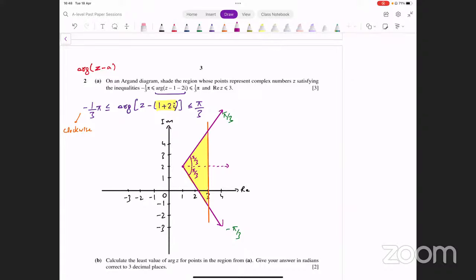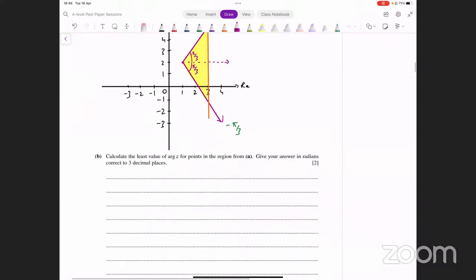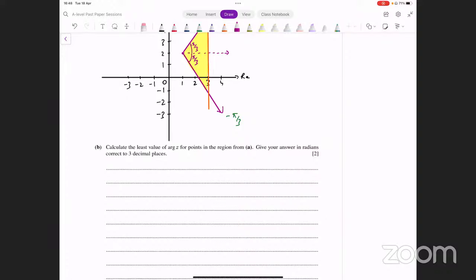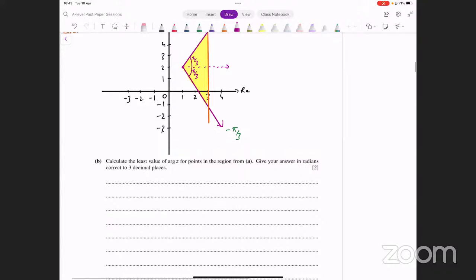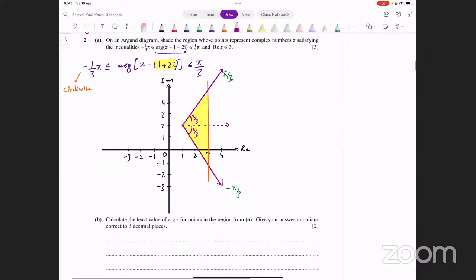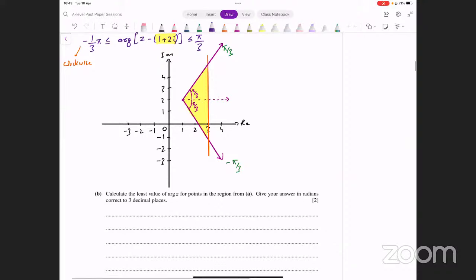Let's look at part B of this now. The second part of this. Part B says: calculate the least value of argument of Z for points in the region from A, giving your answer in radians correct to 3 decimal places. So now what we want is the least value for the argument for points in this region. Now we want the least argument of Z.